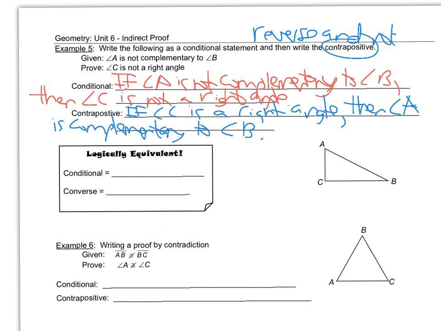And recall from Unit 3, a conditional and its converse are logically equivalent. That means if the conditional is true, then the converse is true. And if the converse is false, then the conditional is false. And the symbol should be a conditional and the contrapositive are logically equivalent. And the converse and inverse are logically equivalent. So if the converse is true, then the inverse is true. If the converse is false, then the inverse is false.